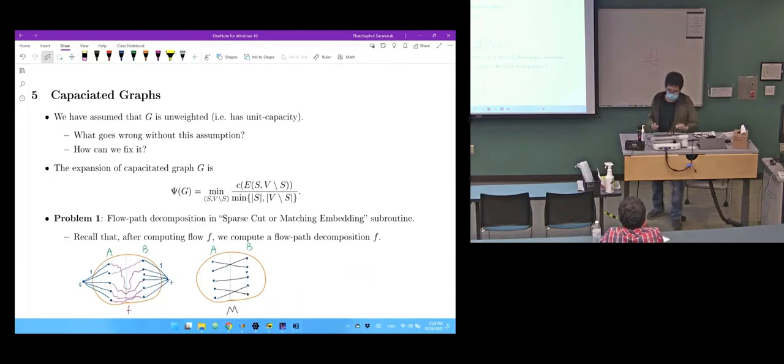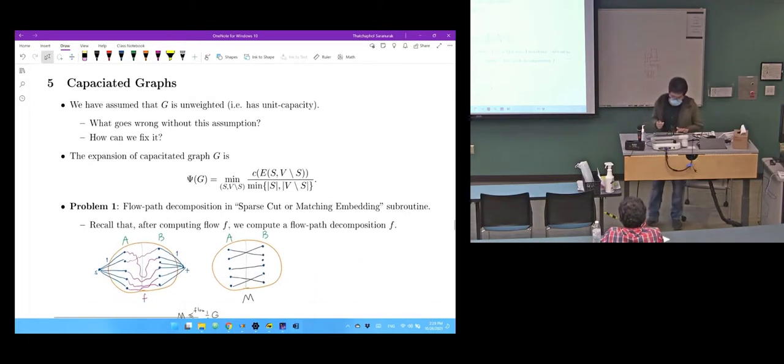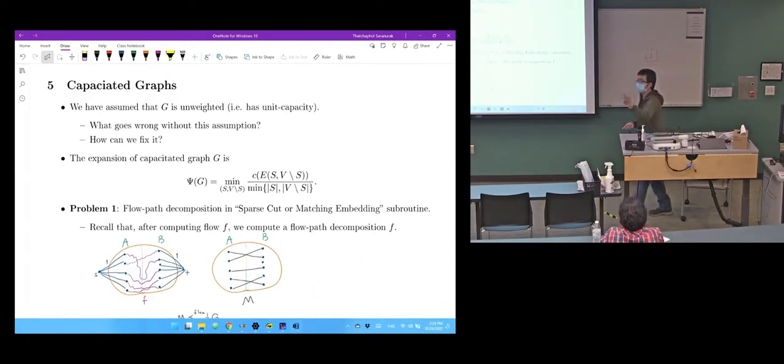So now we are done with 2 problems, okay? And now I'm going to talk a bit about the issue that we kind of ignored before. We assumed that the graph G itself is unweighted, okay, has unit capacity.